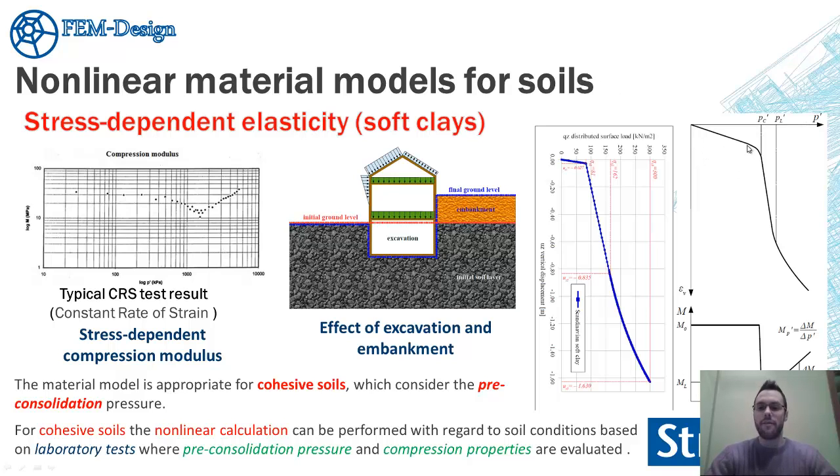And in this case, as I mentioned earlier, the initial ground level and the final ground level affect the final settlement, because if we have this diagram where these values are the stresses and on the vertical axis we have the compression modulus, we have a drop when we reach the pre-consolidation pressure in the soil. So after the pre-consolidation pressure, the soil behaves more softly, and before the level of the pre-consolidation pressure, the compression modulus is much higher.